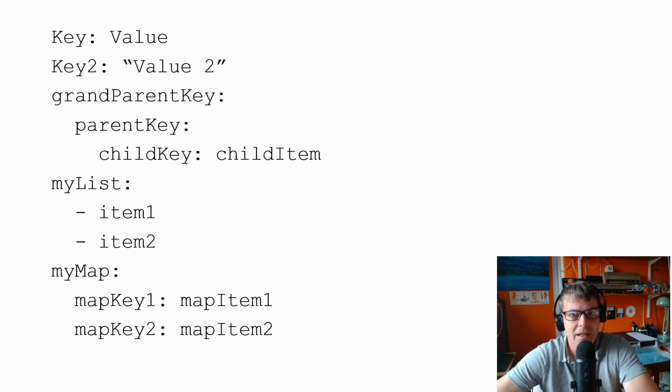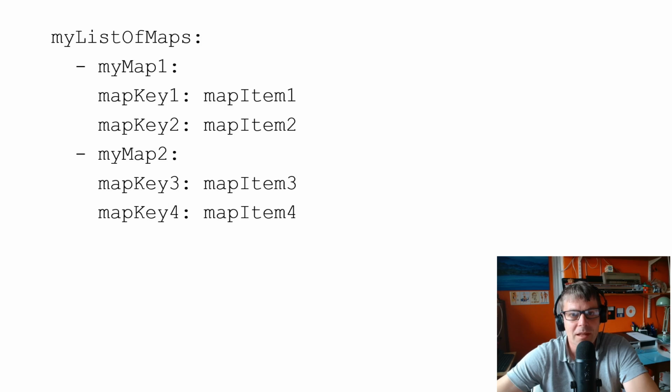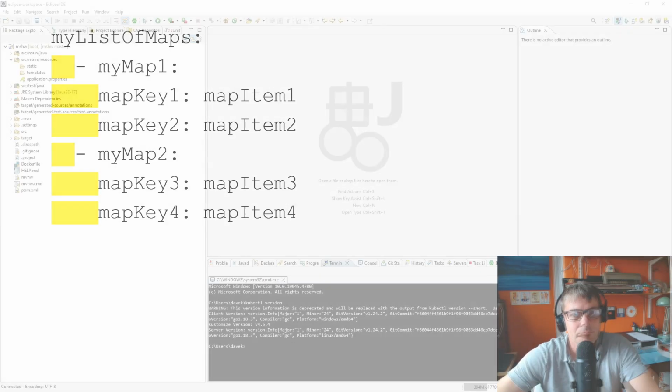We can combine these things, so we can do something like this. We can have a list of maps all defined under a parent key. It's all very straightforward, I'm sure you get the hang of it, but the important thing about it is that spacing is very important. So where we have a parent key and then children underneath it, they need to be indented consistently. So you do have to be very careful about your indentation with YAML.